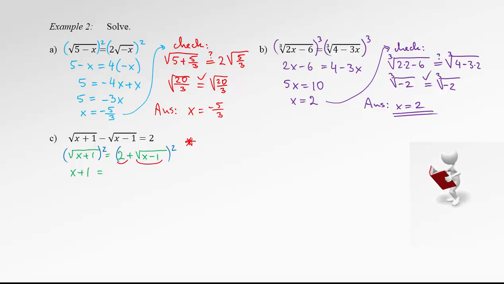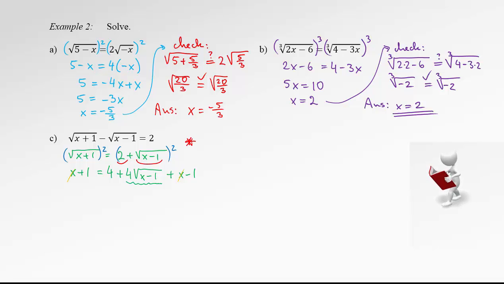Square of the first term, which is 4, plus double the product. 2 times 2 is 4 times the root. 4 root, that's our middle term. And then plus square of the last term, which is x minus 1. Now, we still have a root, but a single root. So let's leave this root by itself on one side. We're going to isolate it again and bring everything else to the other side. In the meantime, we can notice that these two x's on both sides of the equation can be cancelled. It's like subtracting x from both sides of the equation.